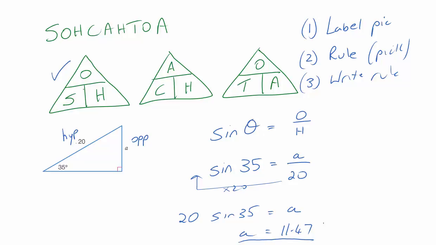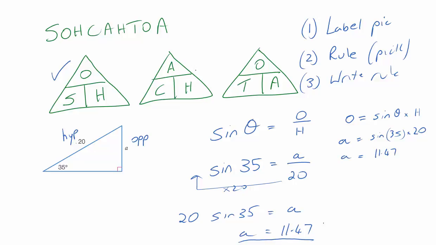Now, if you're using these triangles, you could have written the rule down differently. Remember, you cover up what you want to know. In this case, I want to know the opposite, so I cover this up, and it tells me that it's sine times hypotenuse. So I could have written the rule down as opposite is equal to sine theta times the hypotenuse, so that there's no algebra to do, and then I just fill in what I know. A is sine 35. Now that's going to open a bracket in our calculator, times 20. Same maths, same answer, no algebra.